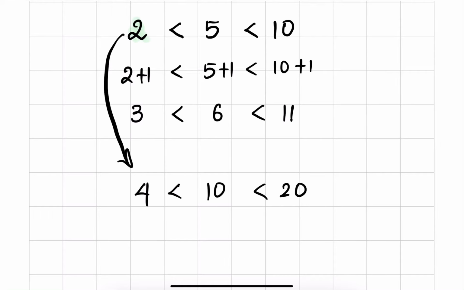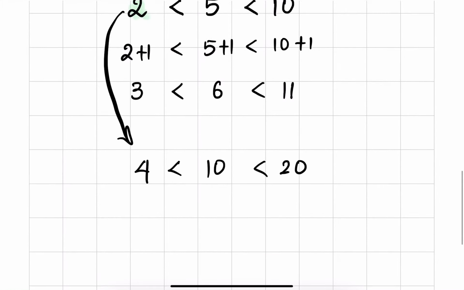What will happen if we divide them by the same number? Let's say we divide each of them by 2. So 2 will become 2 by 2, that's 1. 5 will become 5 by 2. And 10 will become 10 by 2, that's 5. We still have the relationship going strong.